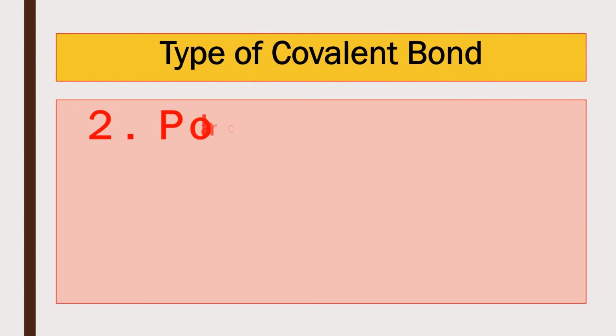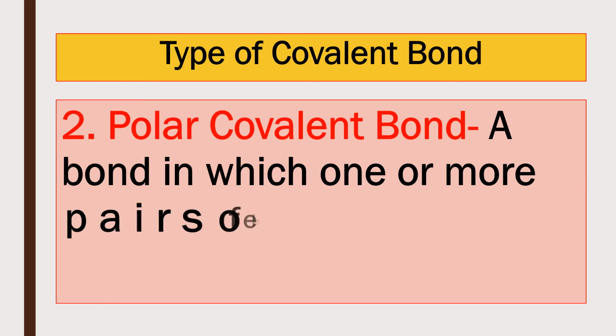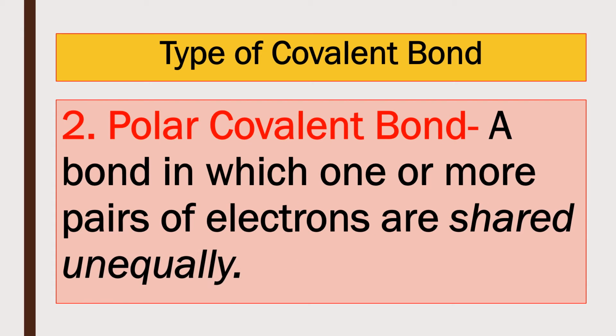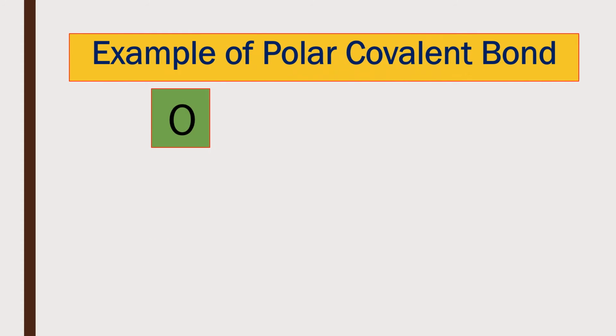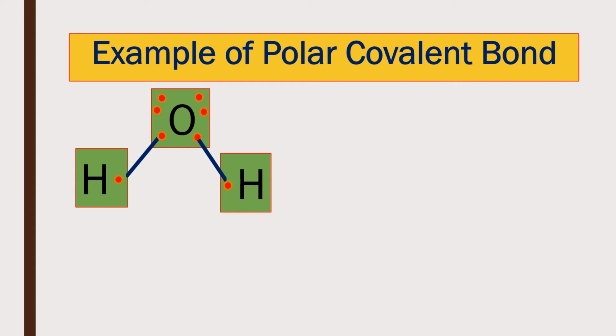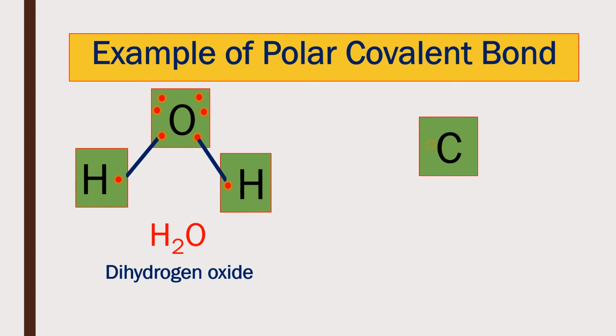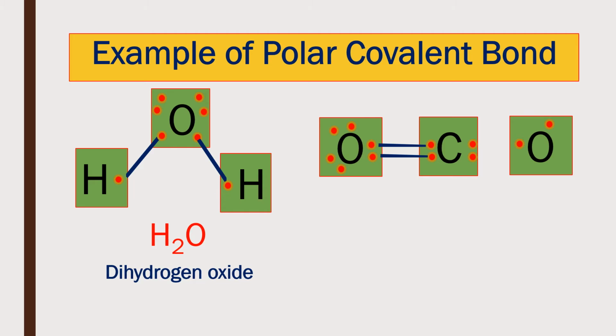Polar covalent bond. A bond in which one or more pairs of electrons are shared unequally. Examples of polar covalent bond. First, 2 hydrogens share 2 electrons with oxygen to complete the 8 valence electrons, or dihydrogen oxide. Second, 2 oxygens share 4 electrons with a carbon atom, or carbon dioxide.